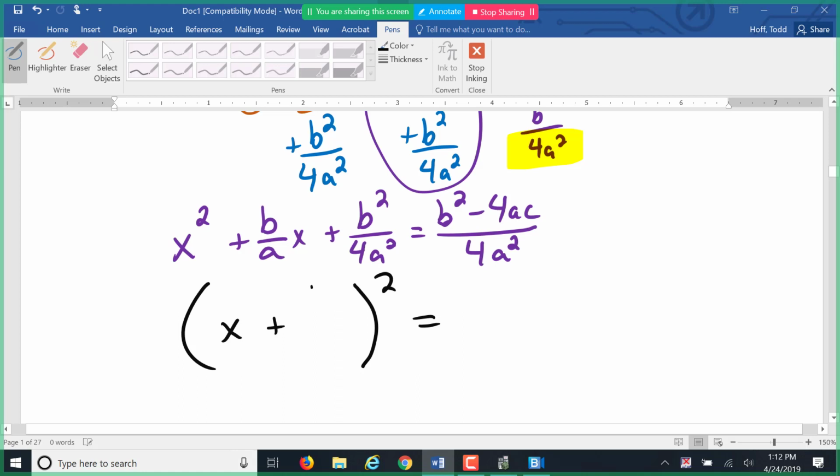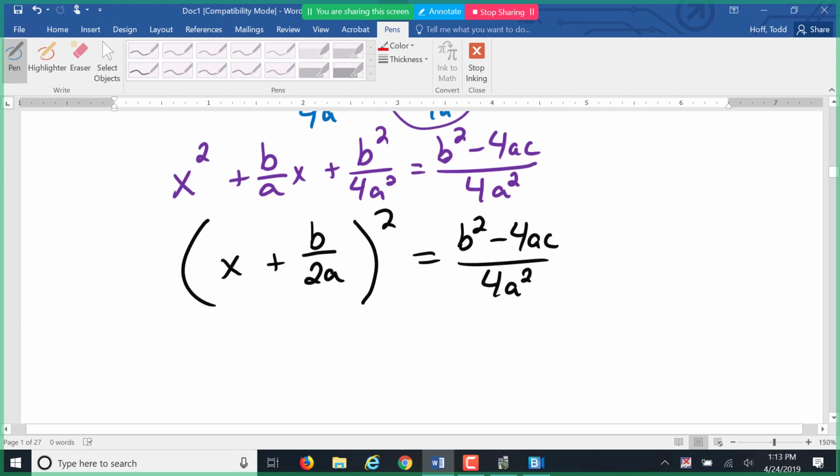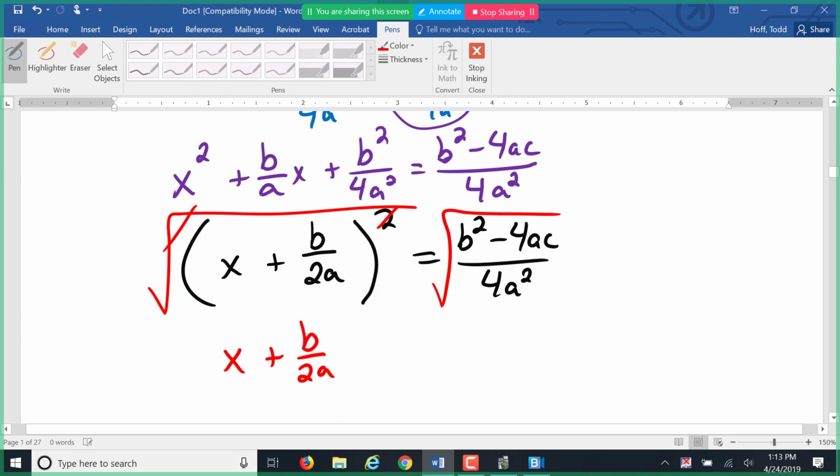So this is just x plus b over 2a, all squared, equals b squared minus 4ac over 4a squared. I square root both sides. It'll cancel out the squared. So over here I have x plus b over 2a. Over here, I'm going to split this into the square root of b squared minus 4ac. On bottom, the square root of 4 is 2. The square root of a squared is a. But remember, that's still plus or minus.